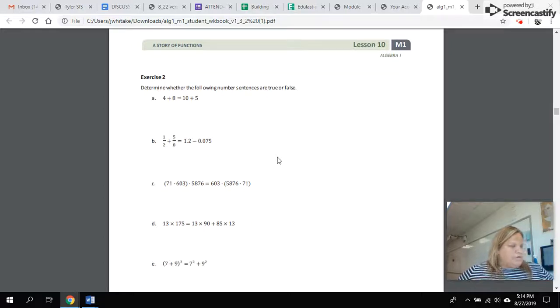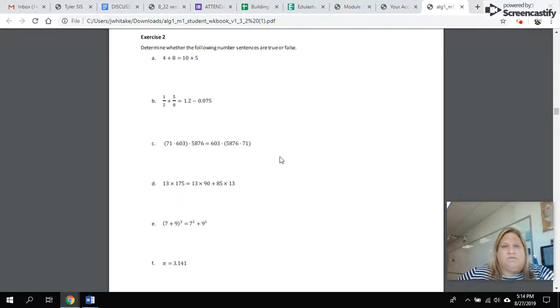All right, so on page S50, we're going to have you start doing some math problems to determine whether or not the number sentence is true or false.